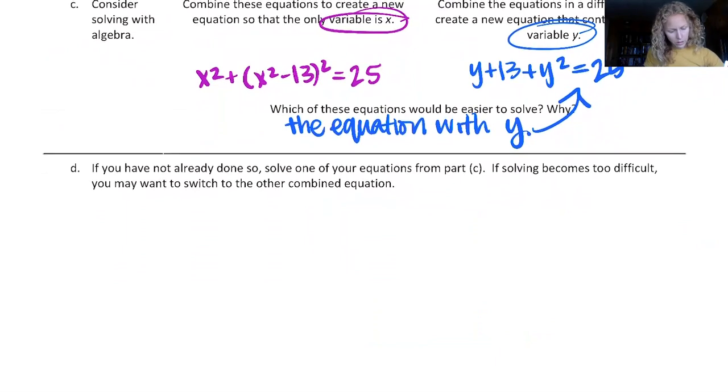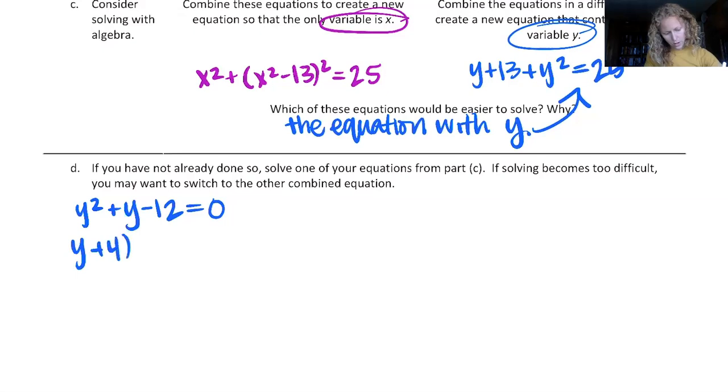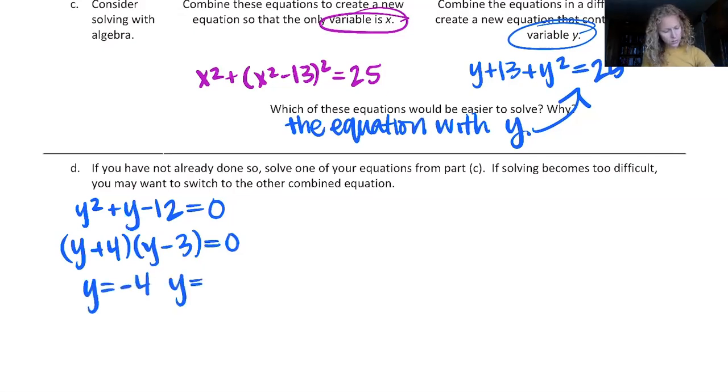We've got y squared. I'm going to rearrange things, plus y, and I have 13, but I'm also going to take off 25. So I've got minus 12 is 0, which would mean if we're factoring y plus 4 and y minus 3 is 0, so y is negative 4 or y is 3. Solving isn't done, that's just finding the y values.